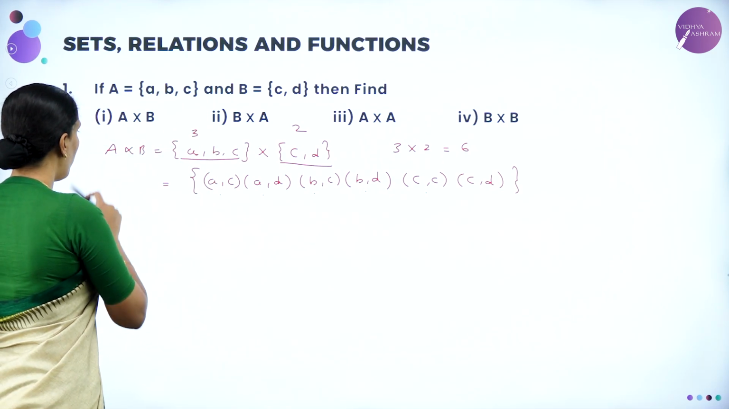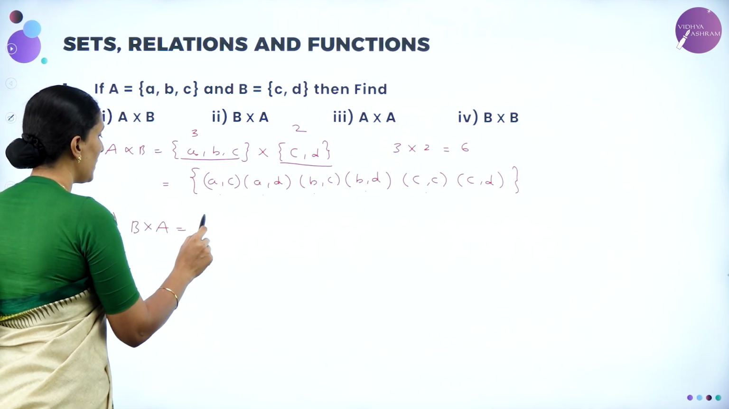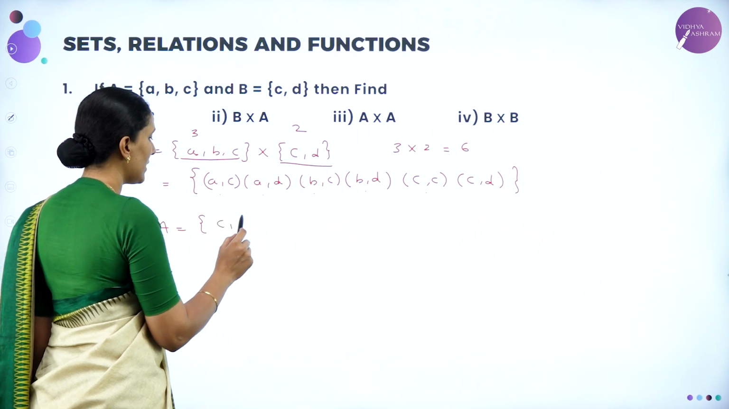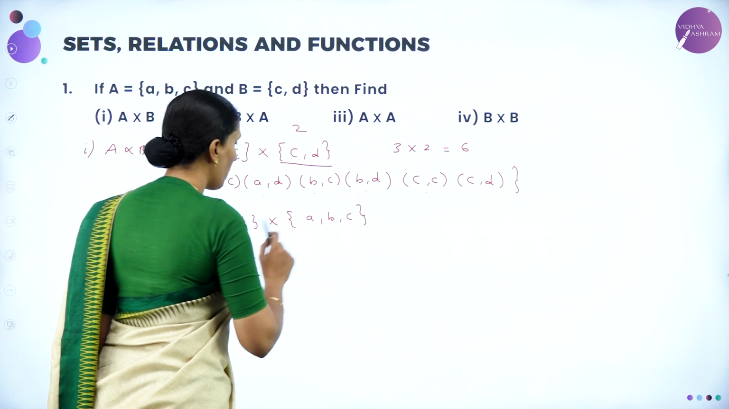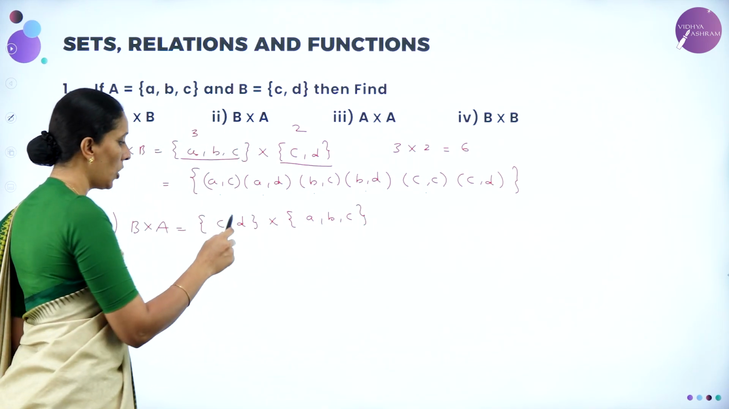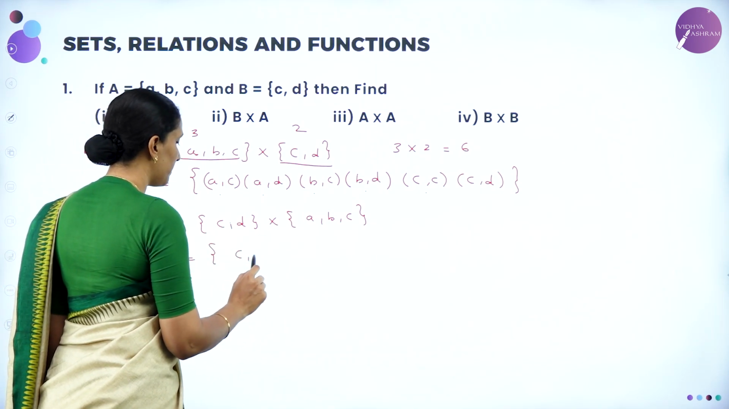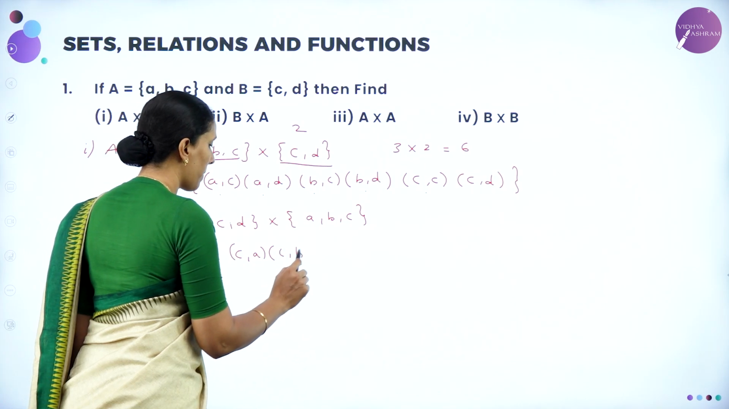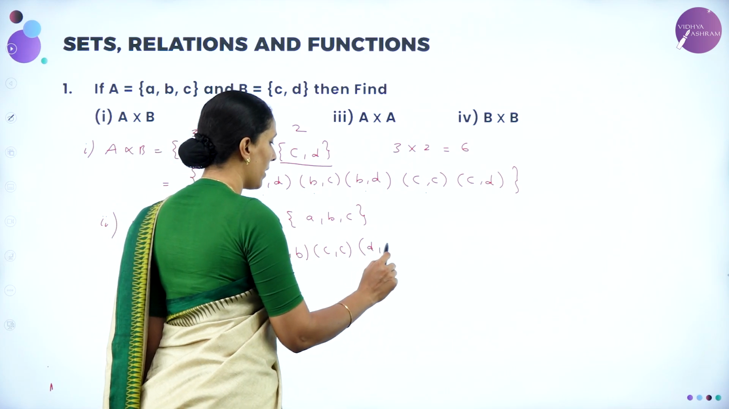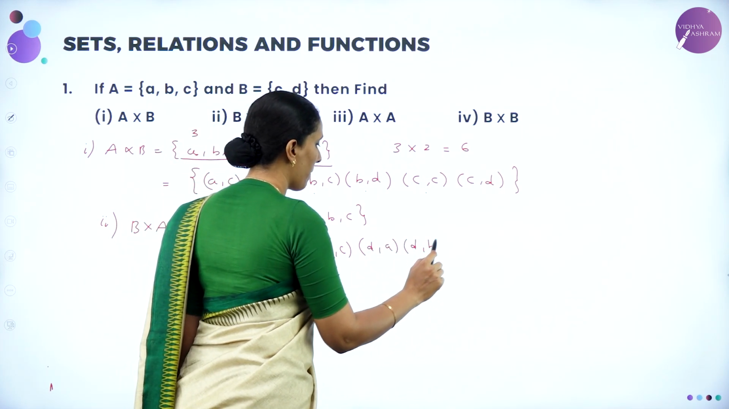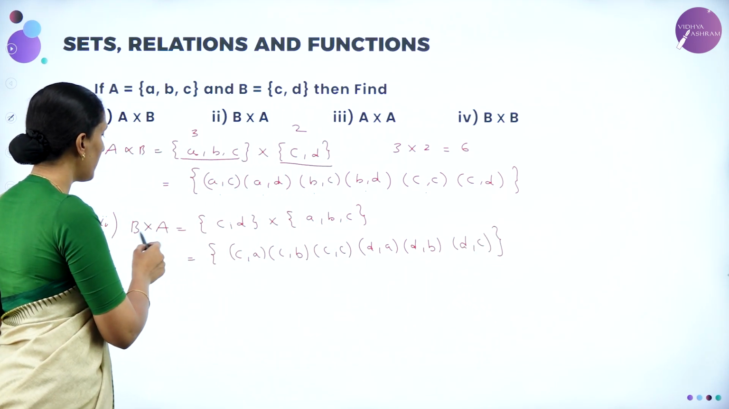Now, let's go for the second one, that is B cross A. That means we are pairing B, {c, d}, cross A, {a, b, c}. How many elements should there be in B cross A? 2 into 3, 6. So let's check this: (c, a), (c, b), (c, c). Then we pair with d: (d, a), (d, b), (d, c). So clearly this is B cross A.